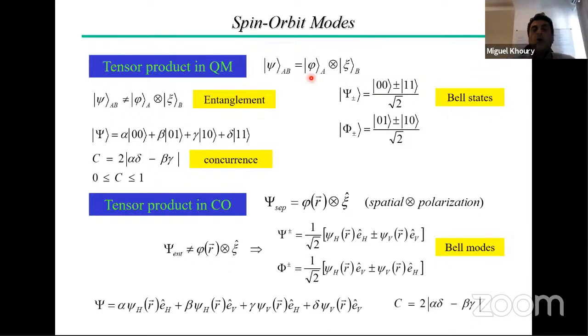We have more complex structures, since there are vectors belonging to this new space, the combined space, that cannot be factorized in this way. And these are the so-called entangled states in quantum mechanics.